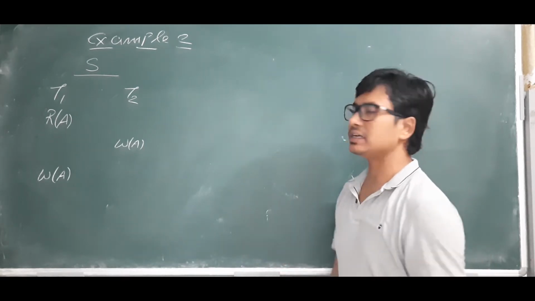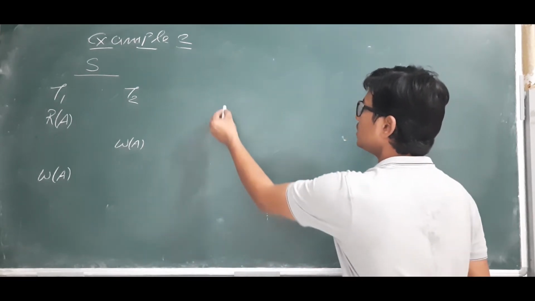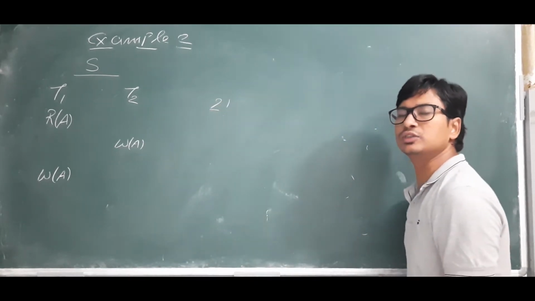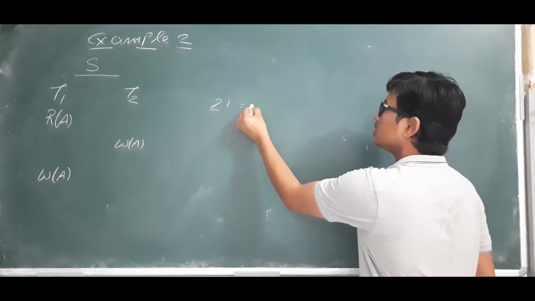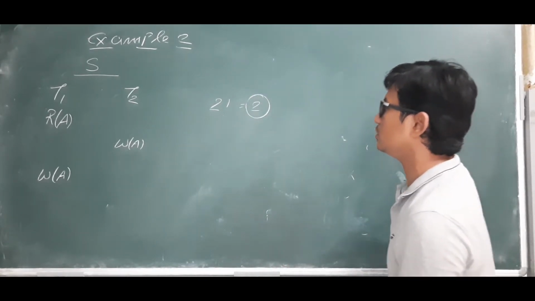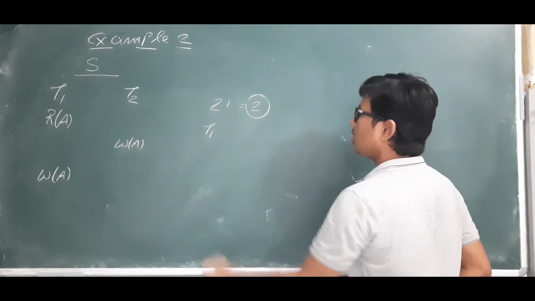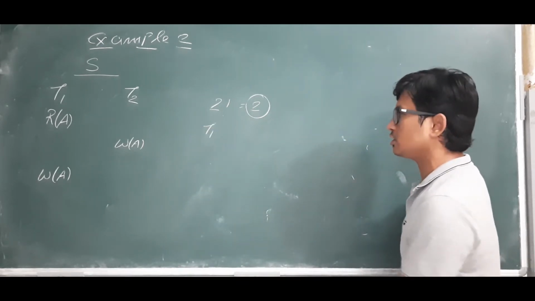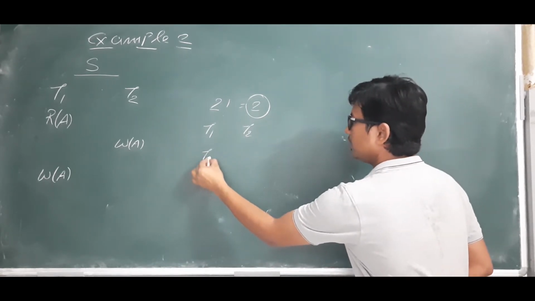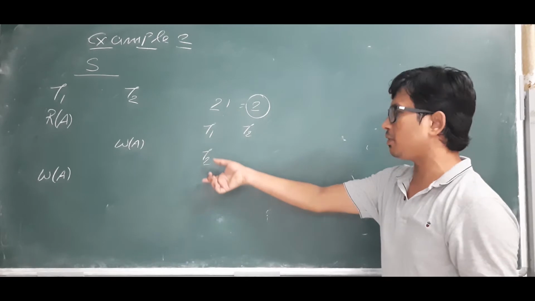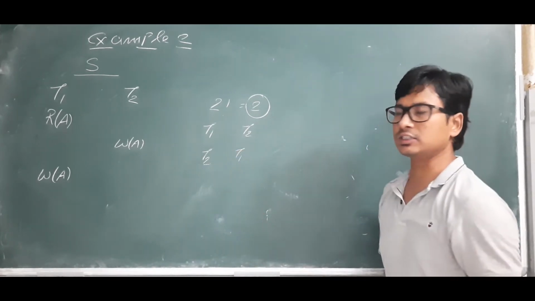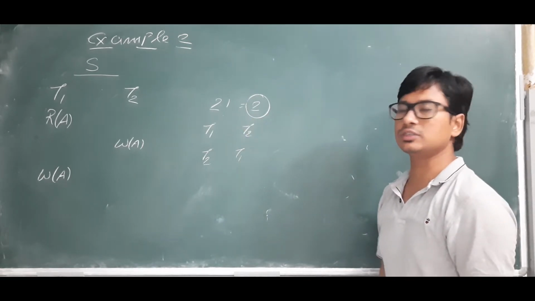As the number of transactions is 2, we can have 2 factorial serial schedules, so 2 factorial is equal to 2 serial schedules. What are the 2 serial schedules? One is to perform all the operations in transaction 1, then perform transaction 2. The second one is to perform all the operations in transaction 2, then perform the operations in transaction 1. So these are the 2 possible serial schedules.